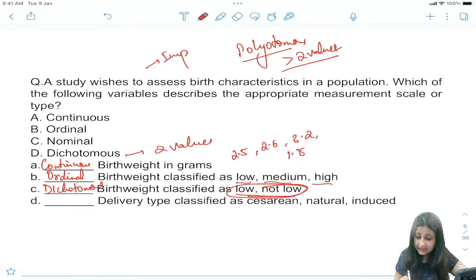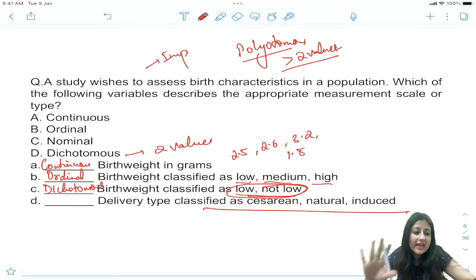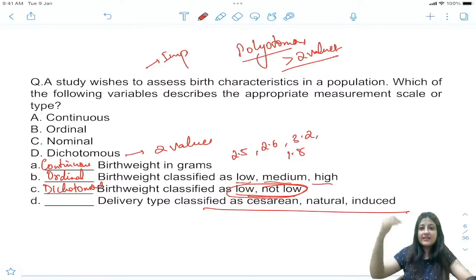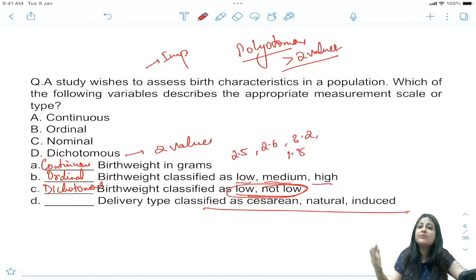Okay? Type of delivery. How many women in the community had a C-section? How many women in the community had a natural delivery? How many women in the community had an induced delivery? So when I talk about type of delivery, hum log kya use karenge? Is it ordinal? No. Is it an order? Is it like C-section is better than natural or induced is better than natural? No. No. It's just the types of delivery.